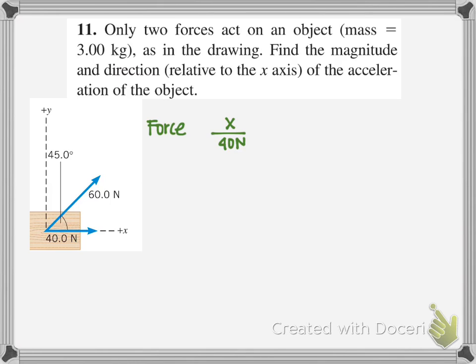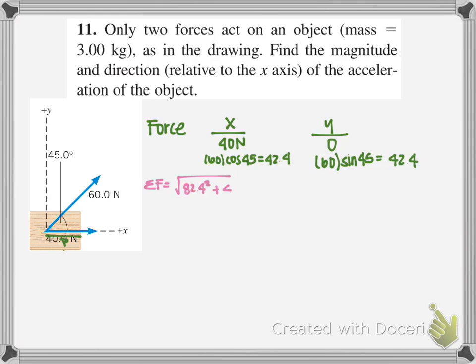In the x, we have 40 newtons, but we also have a second force found by using trigonometry of 42.4 newtons. In the y, we have a force of 0 degrees, and then a second force of 42.4, also found using trigonometry. Now, when you add them up, you see that the x component is equal to 82.4 and the y component is equal to 42.4 newtons.